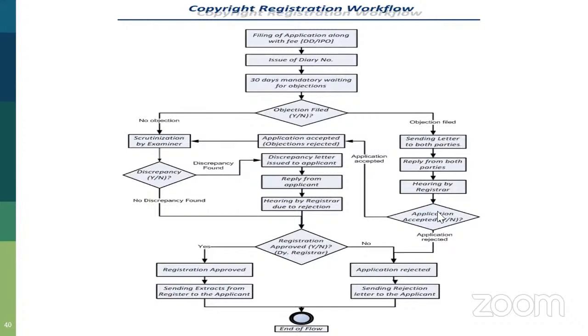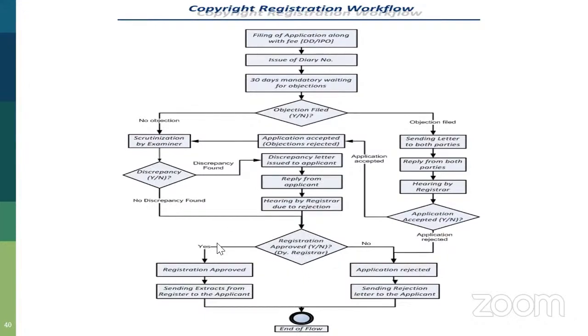Okay. And after this, the work belongs to whom, they will come to the application acceptor stage. And there is no objection from anybody else for the 30 days. Then it comes to the right side, where the next stage is scrutiny by the examiner. And if there is any discrepancy found in your application, then that will go to the discrepancy letter, and you have to reply to the discrepancy and clear it. And once it is cleared or there is no discrepancy, then it will come down directly to the approval stage.